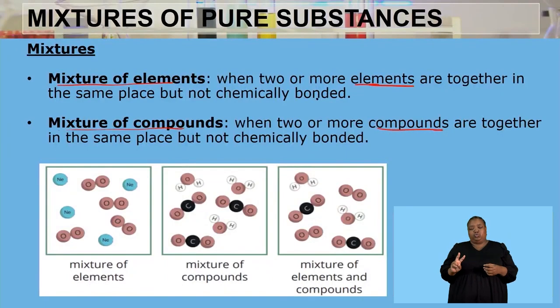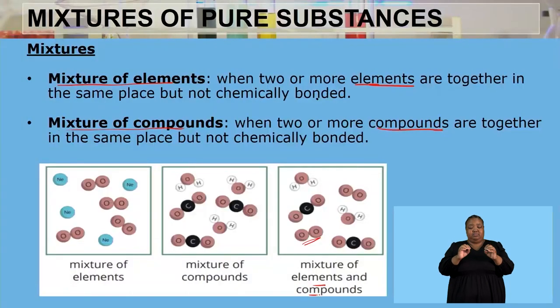And then we can also have a mixture of elements and compounds, whereby now we mix our elements and then we also mix our compounds. So we have an element or a molecule of oxygen and then a compound of carbon dioxide and another compound of water. So when all of those things are mixed in the same place, it becomes a mixture of elements and compounds, because within that mixture we have both elements and we have also the compounds, and they are not chemically bonded.